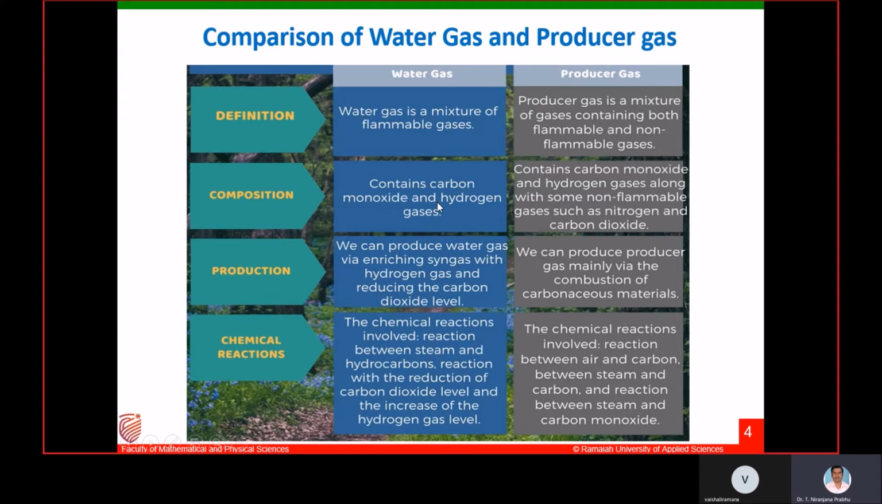Major composition of water gas is carbon monoxide and hydrogen gases, and producer gas will have more nitrogen and carbon dioxide. Then if you look at the production, water gas is produced by enriching syngas with hydrogen gas and reducing the carbon dioxide level. And producer gas we can produce mainly via combustion of carbonaceous materials. The chemical reactions involved in water gas are the reaction between steam and hydrocarbons, and in producer gas, the reaction between air and carbon.